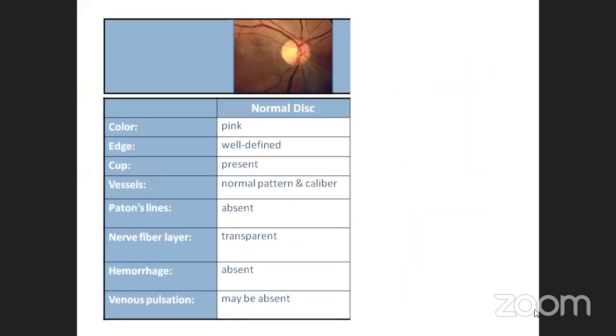A normal optic disc is pink in color with a well-defined edge. The cup is present. The vessels show a normal pattern and caliber. Pattern lines are absent, because they are a characteristic of optic disc swelling or disc edema. The nerve fiber layer is transparent around the optic disc. Hemorrhage or exudate is absent. Venous pulsation is present in about 80% of normal people and may be absent in about 20%.